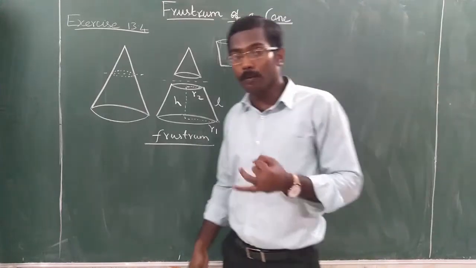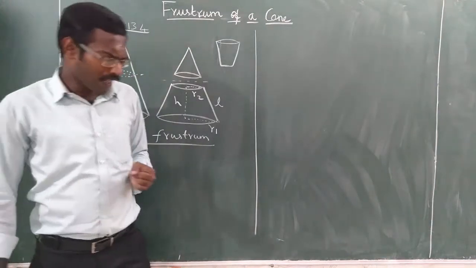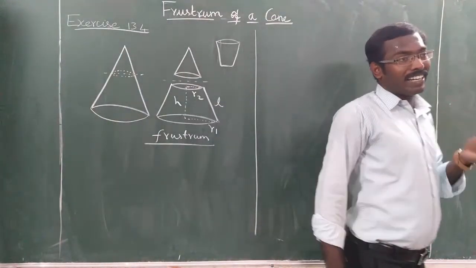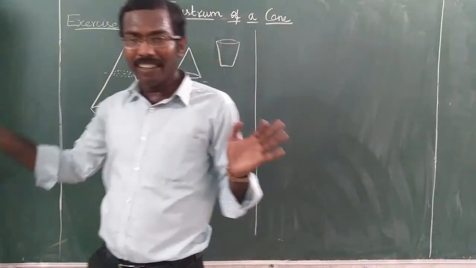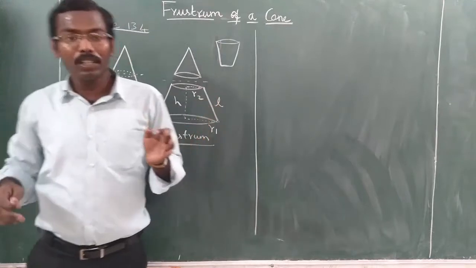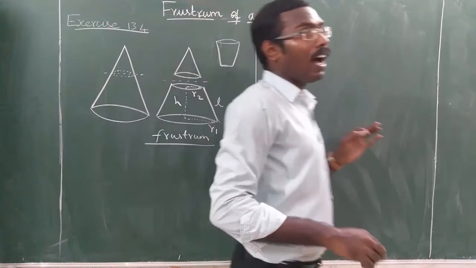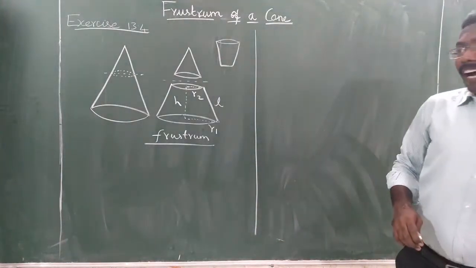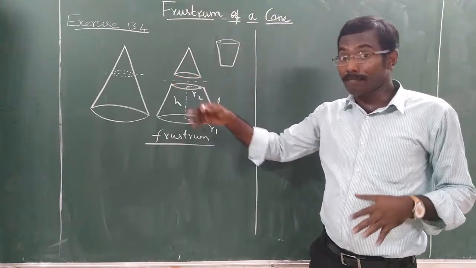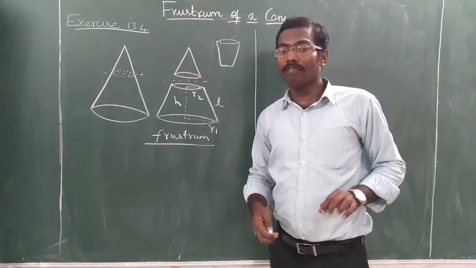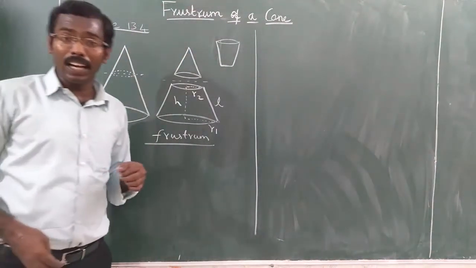Just like the other shapes, frustum formulas also can be derived. Formula in the sense volume, then curved surface area, then total surface area. But the derivation is very big, so you don't need to derive it. You study the formula directly. But for studying the formula, I will tell you some consideration. While studying the formula of the frustum, please compare with the formula of the cone, because the frustum is derived from the cone only.